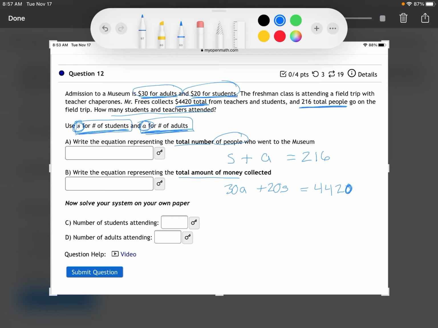And then I can solve those equations using either elimination or substitution. There is graphing, but graphing is kind of hard to do when you have this big of numbers. So I would stick with substitution or elimination, and then you can use that to solve for what A and S are, how many students went and how many adults went.